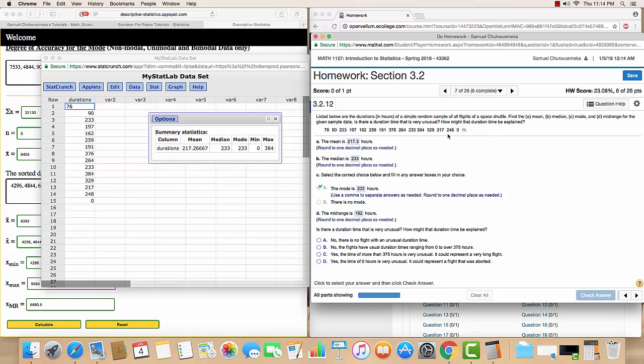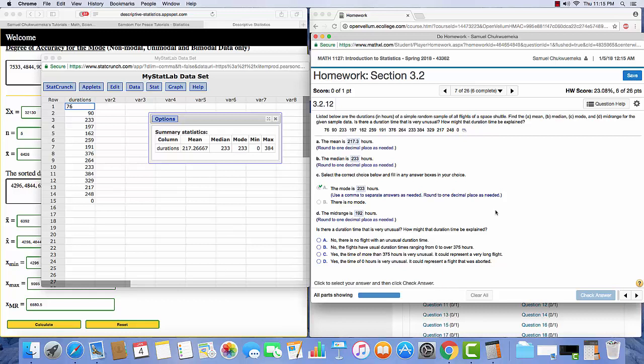So look at all these times right here. Is there any of these times that are unusual? Let's look at the options. No, there is no flight with an unusual duration time. No, the flights have unusual duration times. No, the flights have usual duration times ranging from 0 to over 375 hours. Yes, the time of more than 375 hours is very unusual. It could represent a very long flight. Yes, the time of 0 hours is very unusual. It could represent a flight that was aborted.